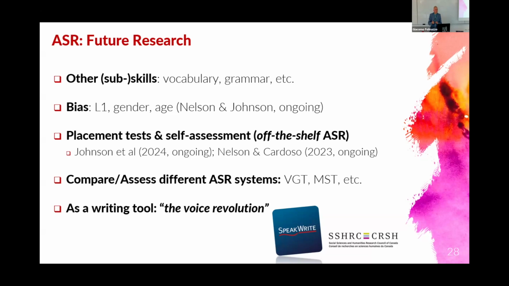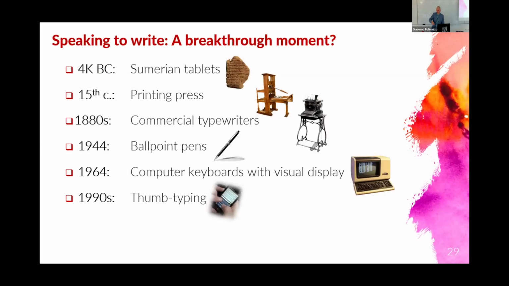For example, we're finding that it has a harder time understanding older people after the age of 50. This is what the study found. I'm over 50, so way over 50. So anyway, these are very cool avenues for research. You have it on the slide. But one that I'm very interested in, that I'm going to talk to you a little bit more about, is using ASR as a writing tool, which I refer to as the voice revolution.